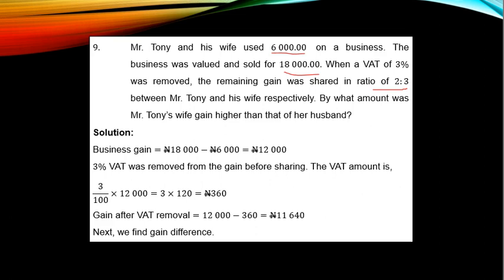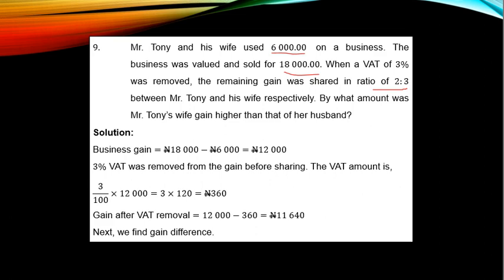By the sharing ratio agreed between the husband and the wife, 2:3, it means the husband is 2 and the wife is 3. By this, the wife will get a higher share. So if you want to know the amount that the wife received more than the husband, that is the gain difference. That means you need to know how much Mr. Tony received, how much his wife received, before you get the difference.